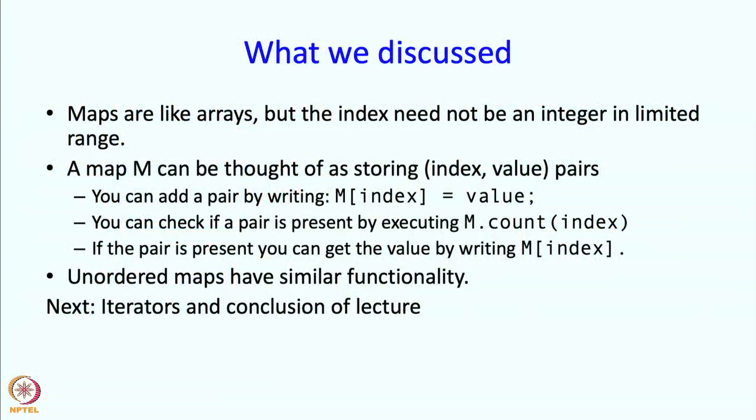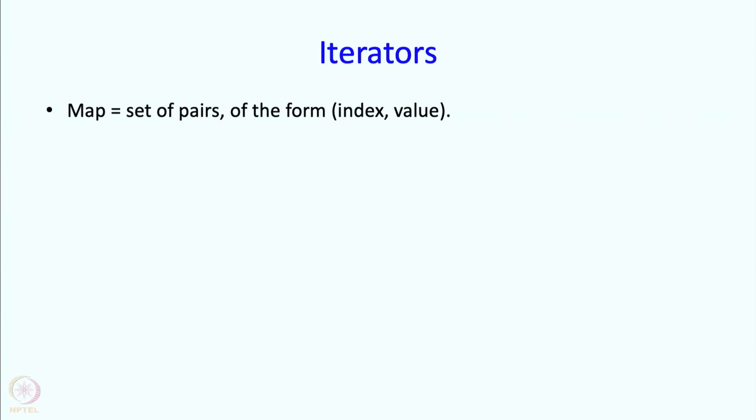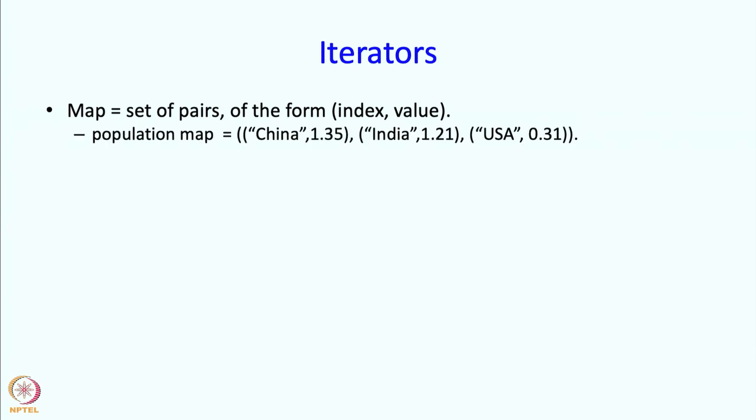Welcome back. In the previous segment, we talked about maps and unordered maps. In this segment, we are going to talk about iterators, and we will also conclude this lecture sequence. Let me remind you that a map is a set of pairs of the form index and value. For example, the population map is this sequence. I guess the numbers were slightly different, but anyway, this could be a population map.